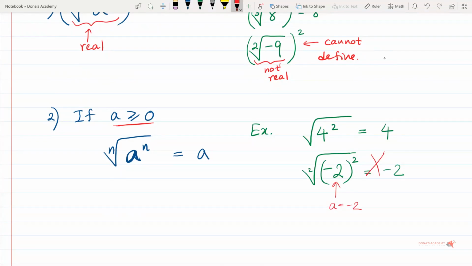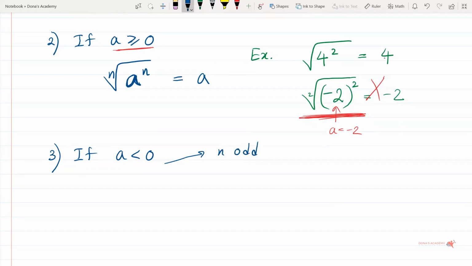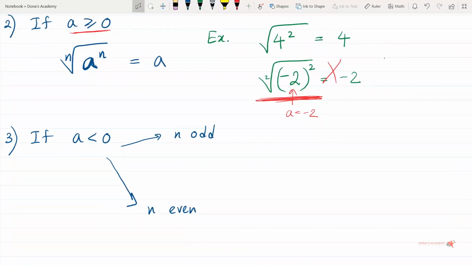All right, now let's see how to define this type of numbers. Here I explain the next property. Now if a is negative, again we have to consider two cases. First one, n odd. Second one, n even. If n is odd, then this is going to be a again, right? If n is odd, it doesn't matter if you have a negative radicand or not, right? So it is always a.